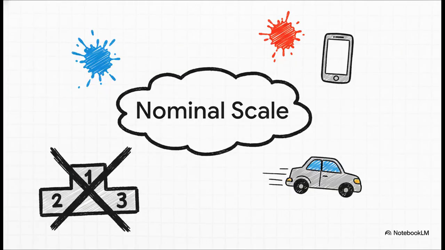Down here on the ground floor, we've got the nominal scale. This is data that's purely for labeling things. We're talking brand names, hair color, types of cars. There's just no meaningful order to them. You can't really say that red is somehow greater than blue, right? The key question to ask yourself is, can I order these in a meaningful way? For nominal data, the answer is always a big fat no.